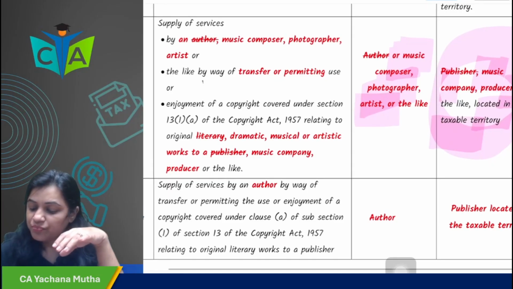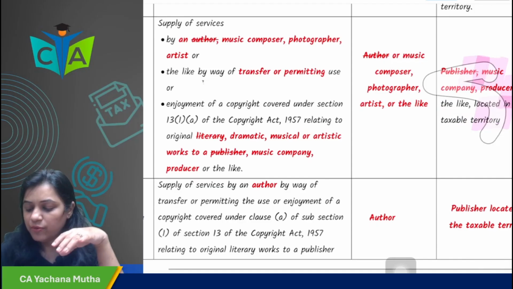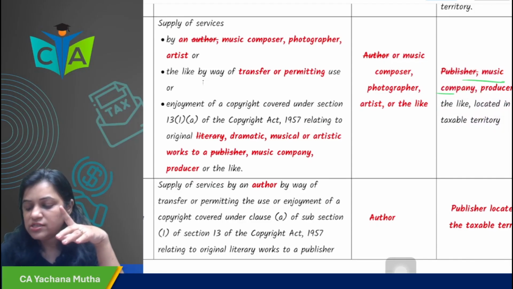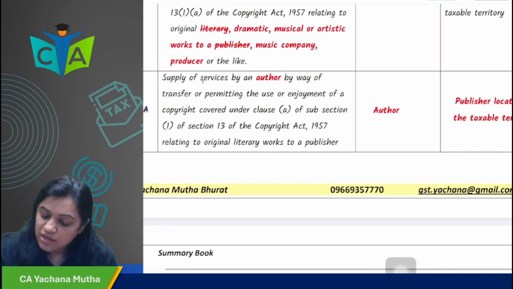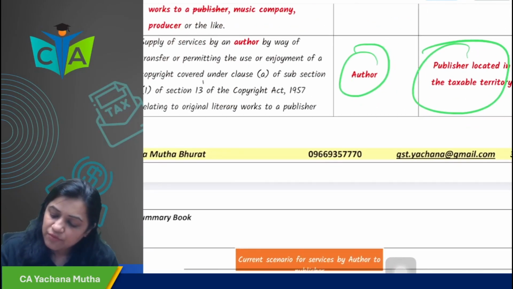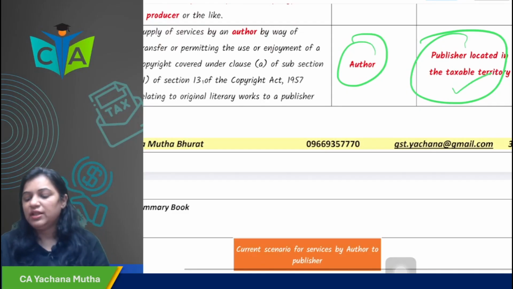So, in this case, for example, a music composer, Arijit Singh, is composing music for the company T-Series. So who will pay the tax? T-Series will pay the tax. Now in case of an author, previously the publisher would pay the tax under RCM.